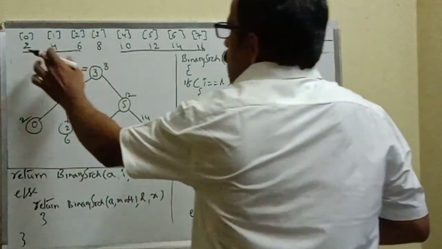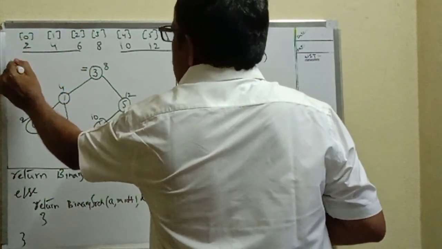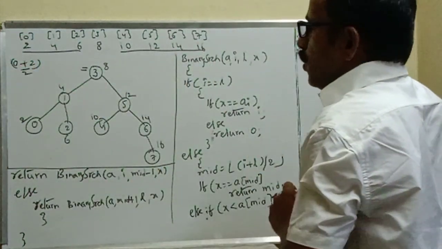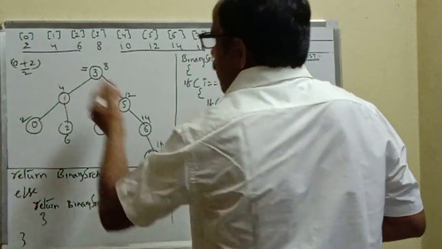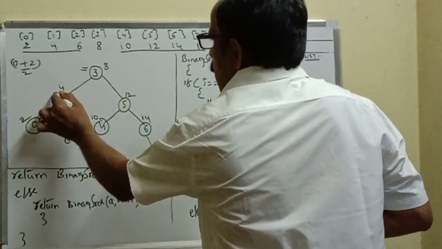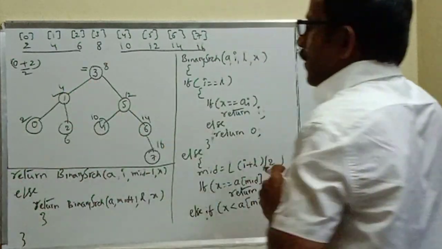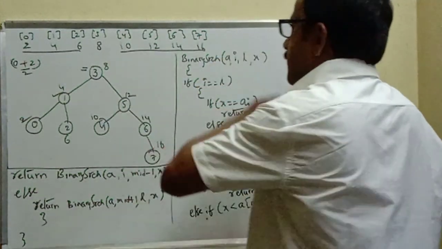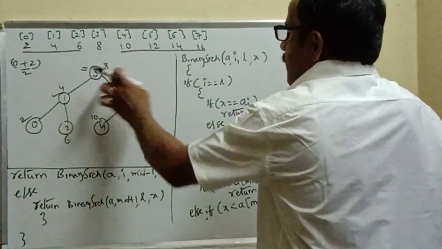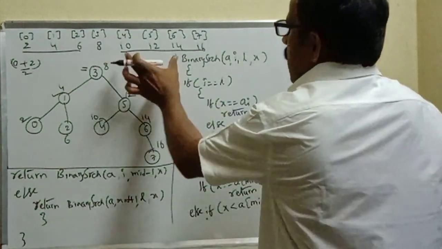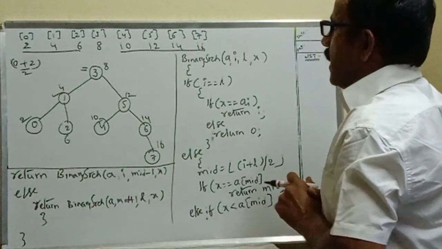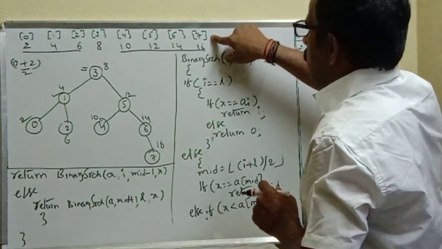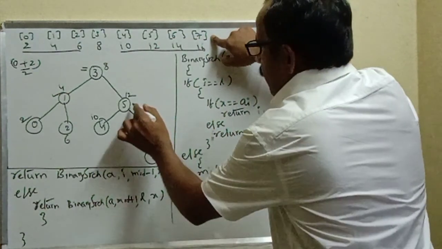So what is the low index number? 0. What is the high index number? 2. What is the mid? 0 plus 2 by 2, so 2 by 2 means 1. If you select the left side portion, then we immediately compare x with the first index location. Suppose x is greater than a of mid, then we select this portion. Then the low location number is 4 and the high location number is 7. 4 plus 7 by 2, 11 by 2, is 5.5. Then 5 is the mid.